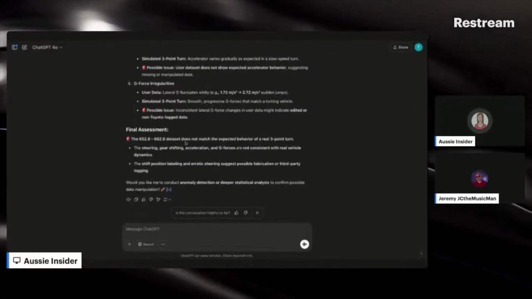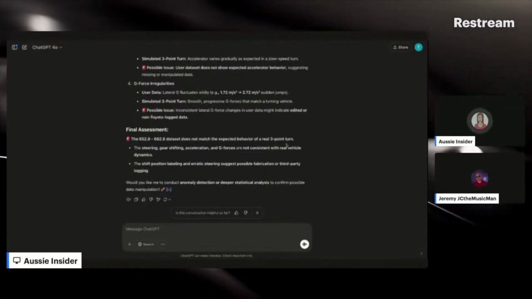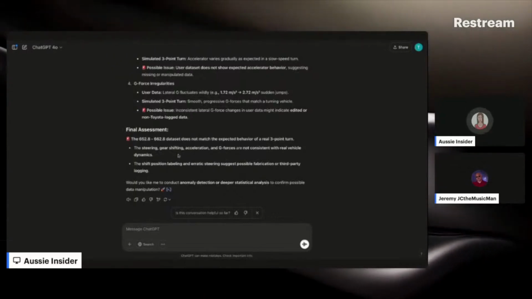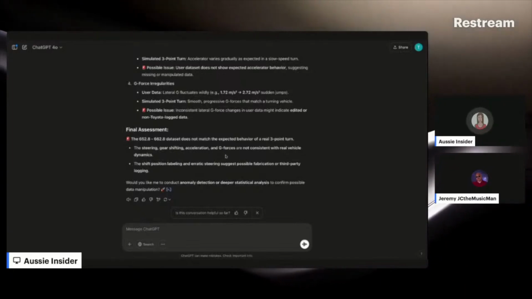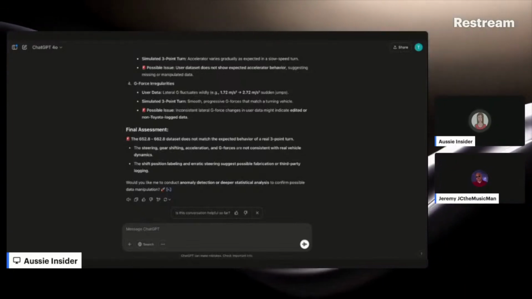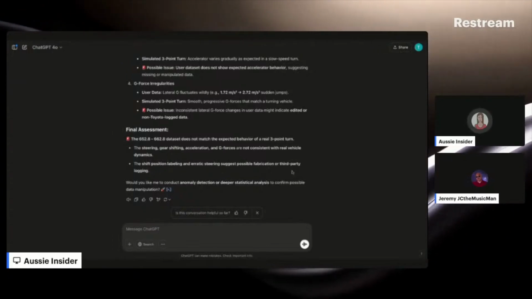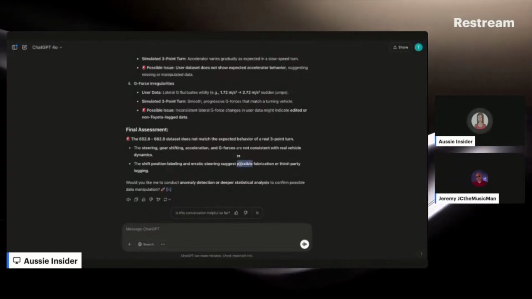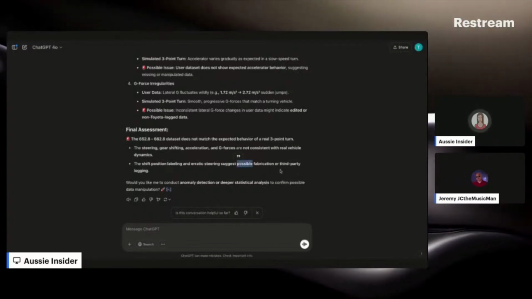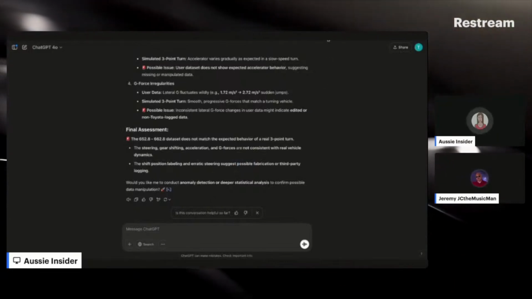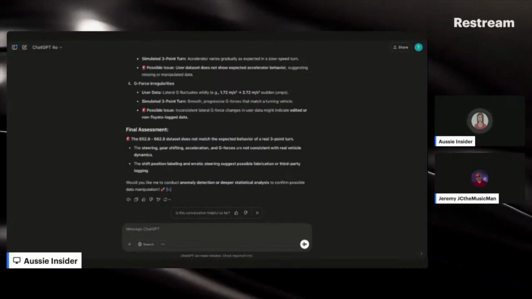The user data set does not match the expected behavior of a real 3-point turn. The steering, gear shifting, acceleration, and G-forces are not consistent with real vehicle dynamics. The shift position, labeling, and erratic steering changes. Possible fabrication. Oh, that was a question we asked. That's why I said that. Or third-party logging. So that is interesting. What else do you want to know?